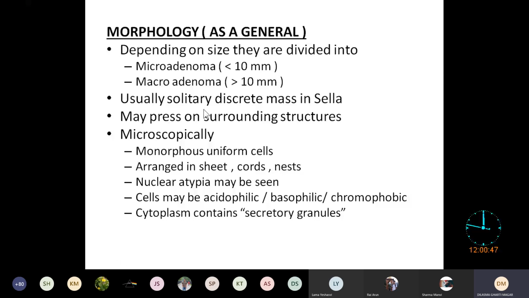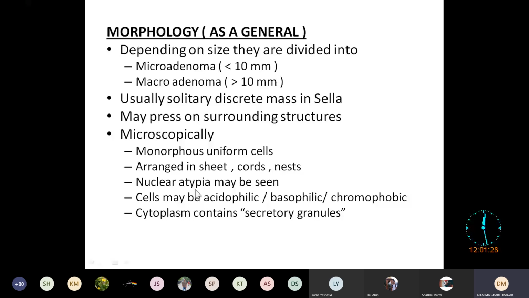Whenever this tumor enlarges, it will compress the surrounding structures. And microscopically, it will show a monotonous population of uniform cells, okay? You can also say monomorphous cells, somewhat polygonal or round. These tumor cells will be arranged in sheets, which means diffuse sheets, cords, meaning somewhat like ribbons, and nests. And sometimes you can find nuclear atypia.